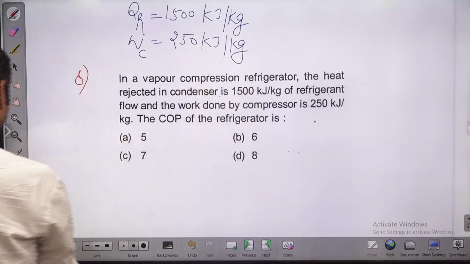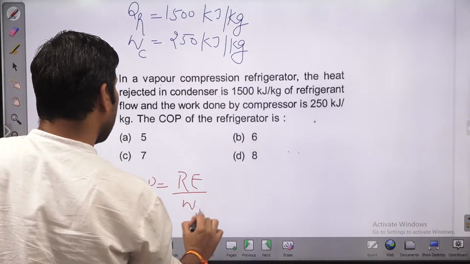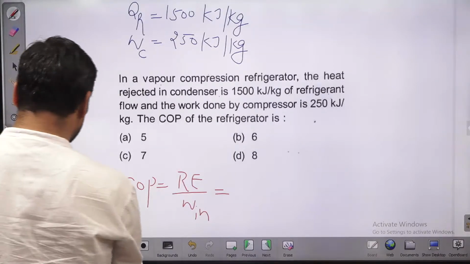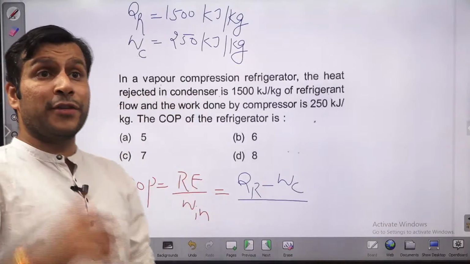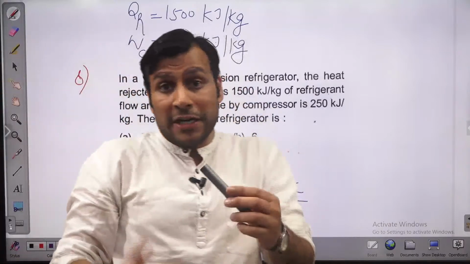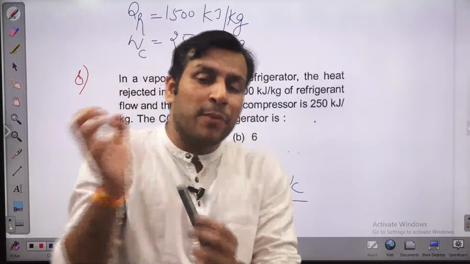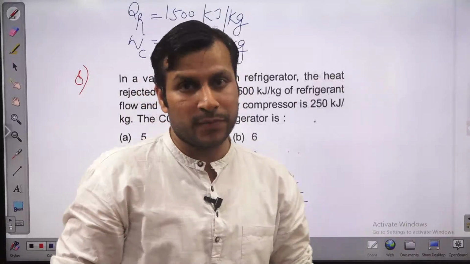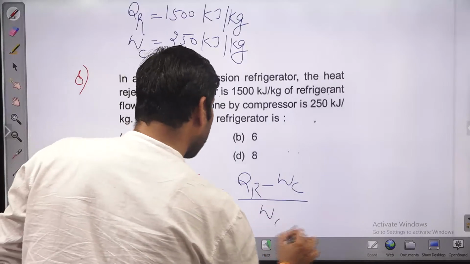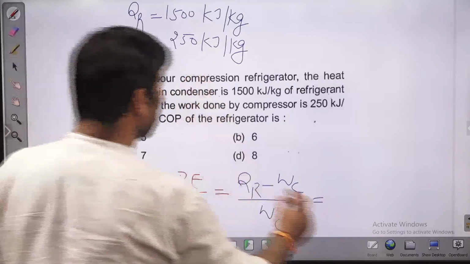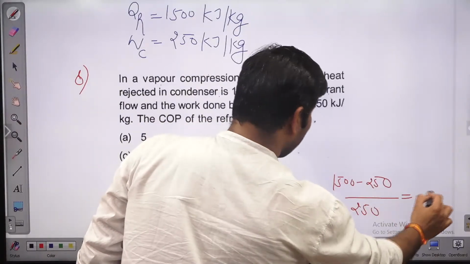Now he is asking you the COP. Again, very simple question. So COP is nothing but refrigeration effect by W in. Refrigeration effect is nothing but heat rejection minus WC. Rejection equal to refrigeration effect plus WC. Heat rejection in the VCR system, guys, is always more than heat addition. So whatever heat you are adding plus compressor work, that is equal to heat rejection in VCR system. So refrigeration effect equal to rejection minus compressor work, divided by WC. So rejection is given to you, WC is given to you. Easily you will get the answer. 1500 minus 250 divided by 250. Again, you will get 5 as the answer.